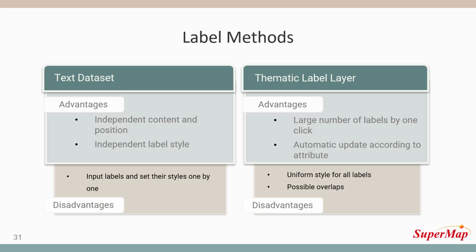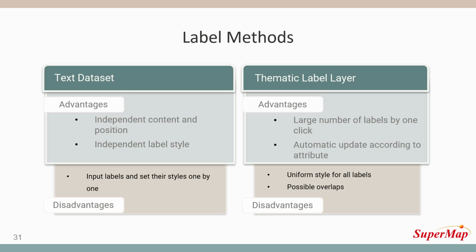To create labels on the map, we have two methods. The first method is to create a text dataset and add the text into these text datasets. This kind of method has some advantages. Each label may have independent content, independent position, and independent label style. That means every label is unique. And this method also has one disadvantage. We can only create labels on the map one by one, so it costs much time if we have a large number of labels to add.